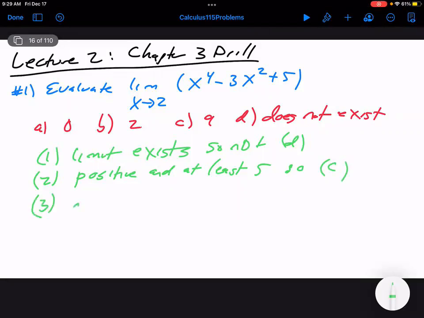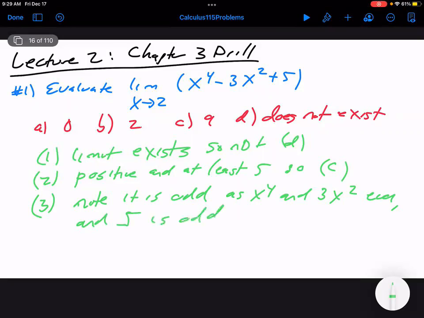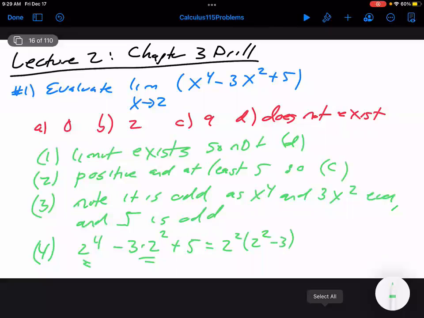You could also note it is odd, as x to the fourth and 3x squared are even, and 5 is odd. Or of course, you could just do 2 to the fourth minus 3 times 2 squared plus 5. And a nice way of doing the algebra is we notice that 2 squared divides the first two terms. So we can write it as 2 squared times (2 squared minus 3) plus 5. That's just 4 plus 5 equals 9. And again, whenever you can do little tricks to save time, that's great.